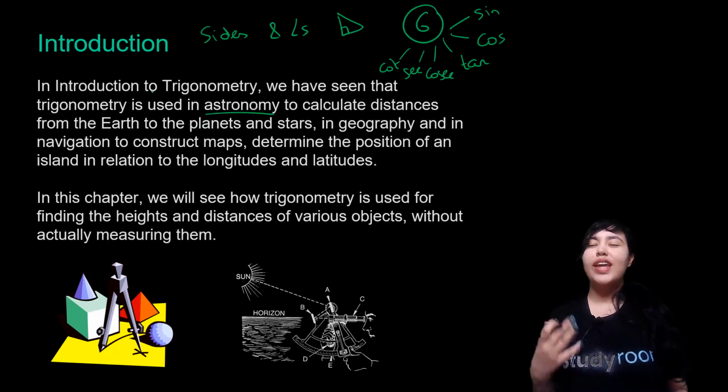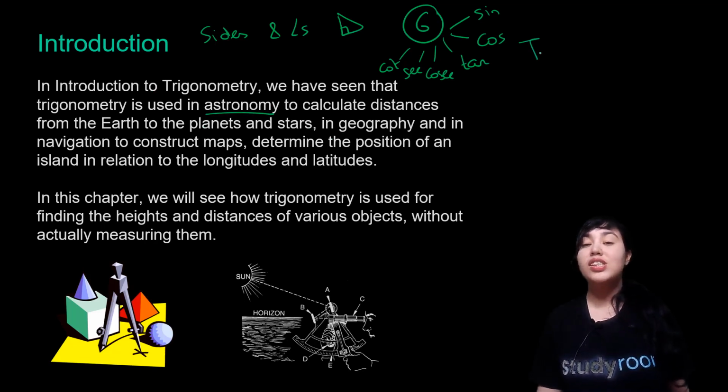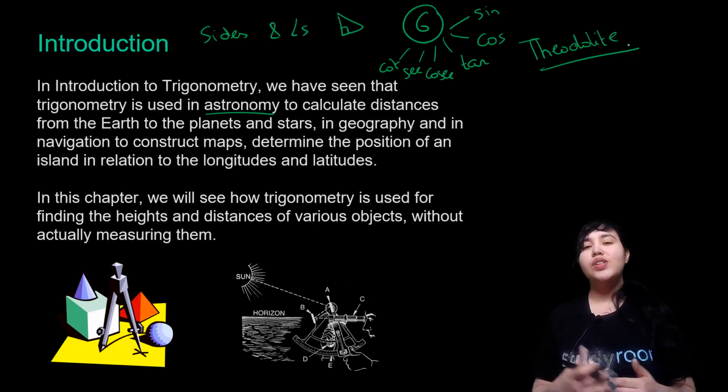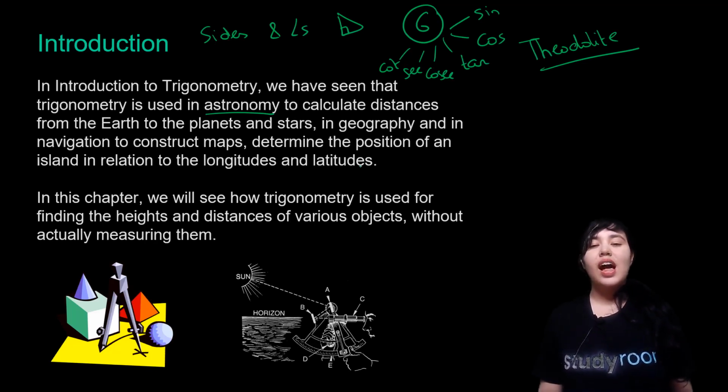In fact, there's a very interesting device called a theodolite. It's spelled like this. So it's actually an instrument which is based on the principles of trigonometry only, and with that you can measure angles by means of a rotating telescope. Apart from that, we can use it in geography, even your latitudes, longitudes, which help you to determine the position of an island with respect to them.